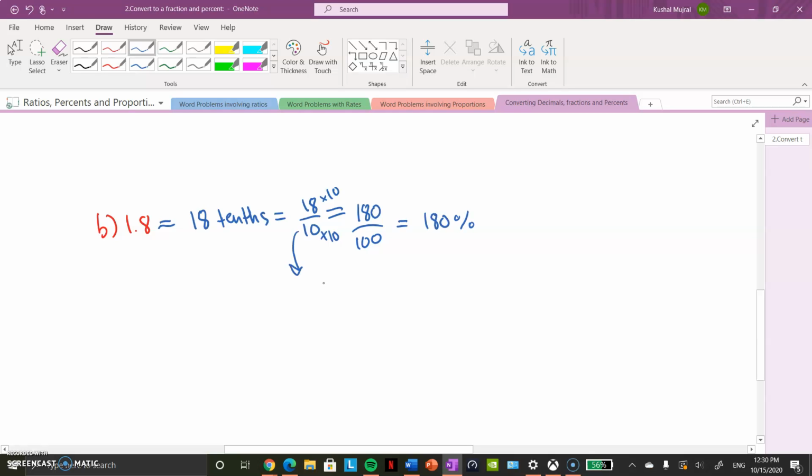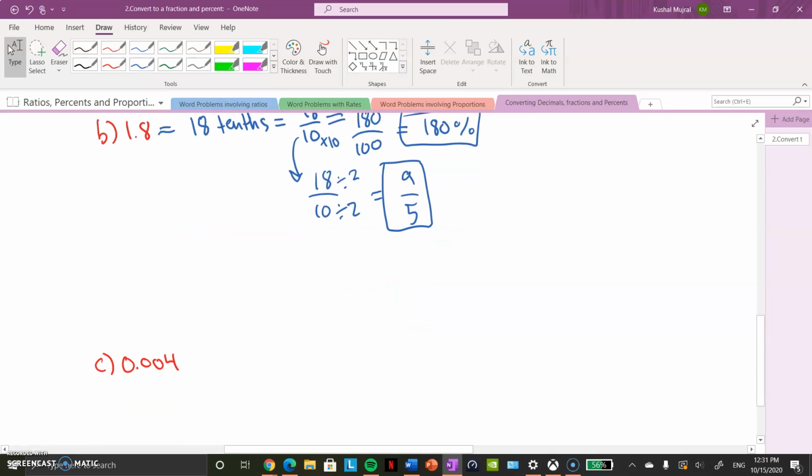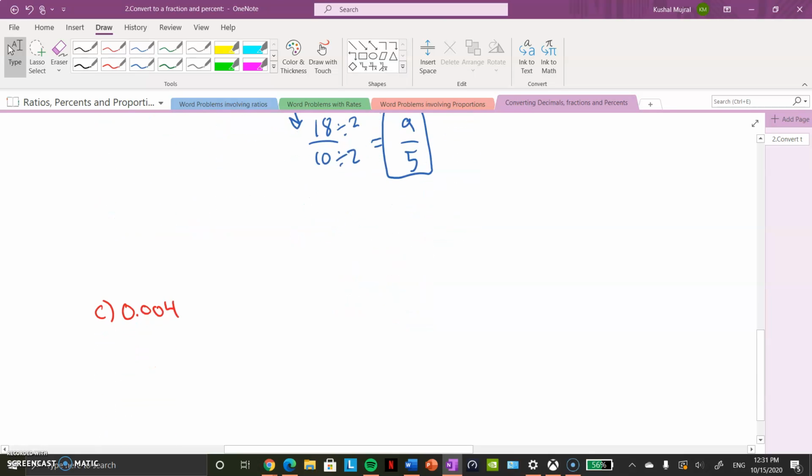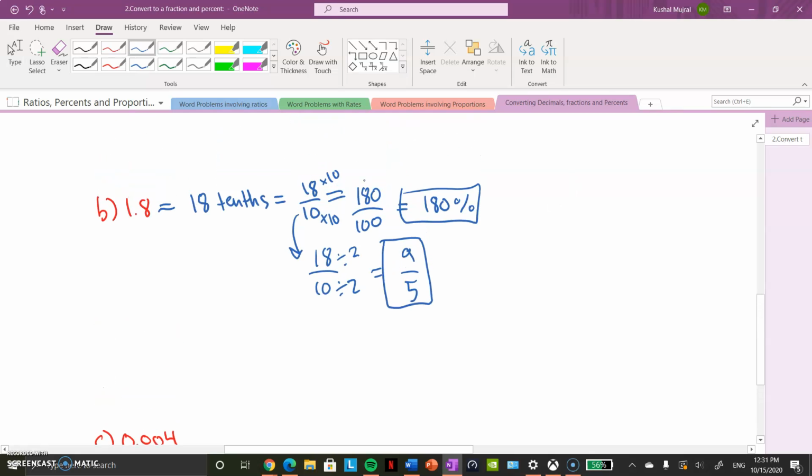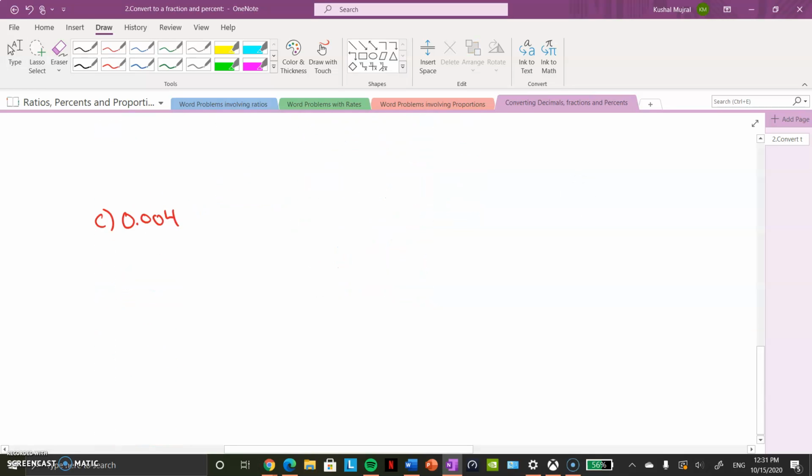Let's go back here. We have a percentage, but now we want a fraction. 18 over 10, you could divide the top by 2 and the bottom by 2. You're left with 9 over 5. That's your fraction. Okay? When we're asking for a fraction, we always want the most reduced fraction. Okay, so if you just wrote 180 over 10 over 100, then you would be incorrect. Okay? Let's take a look at this.